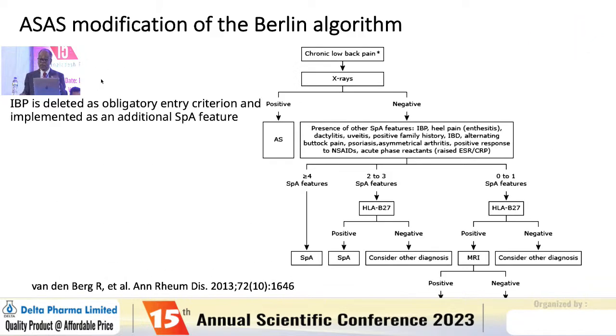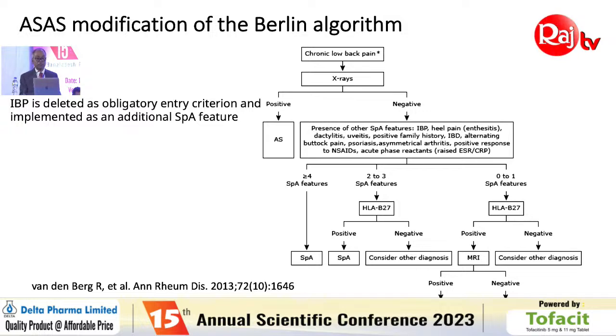So now I am going to this algorithm, the Berlin algorithm, which is the modified form. Whenever any patient comes with low back pain, inflammatory low back pain has been changed to one of the important features in this box. So any chronic low back pain, that is low back pain for more than 12 weeks duration, in a patient with age less than 45 and usually a male patient, then this algorithm works better.